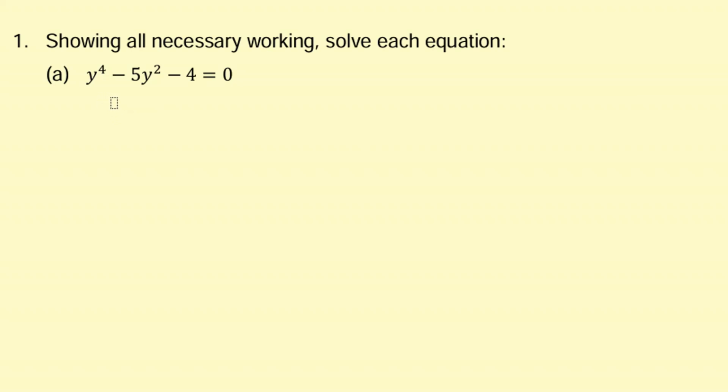So the questions in this tutorial deal with solving quadratic equations by using k-substitution. In question 1 here, it says showing all necessary working, solve each equation. And we have the first equation here. Now, what's important to note is that the first y has a power of 4, which is twice the power of the second y. 4 is twice 2. So this is what we call a hidden trinomial.